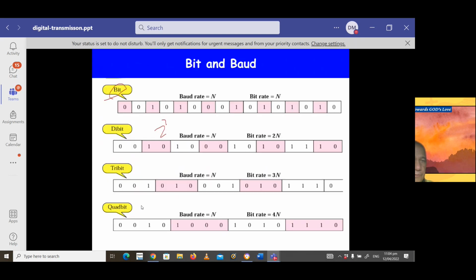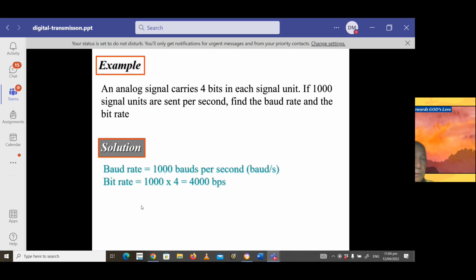The next one is pentabit. Now, 2 raised to 5, we have 32 combinations. And then hexabit, octabit, nonabit, and what is the one for 10? 2 raised to 10. Anyway.